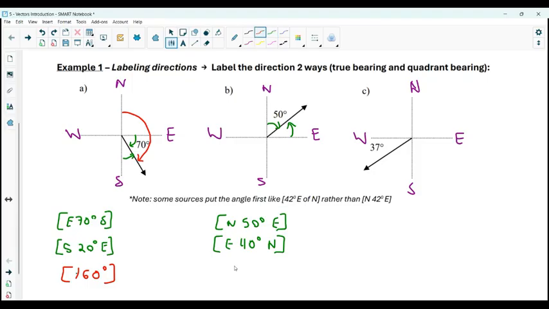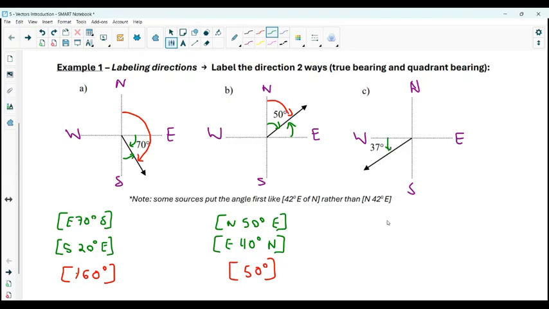We could also describe its true bearing by starting here at 0 at north and going 50 degrees clockwise. This would be 50 degrees like that. Last one. If you haven't tried these on your own yet, try them first, pause the video and try them, and then come back and see how we're doing.